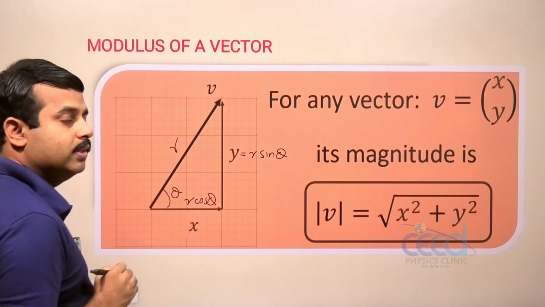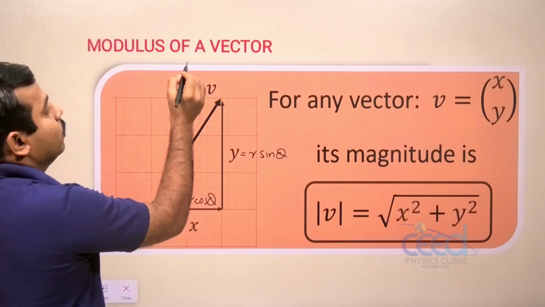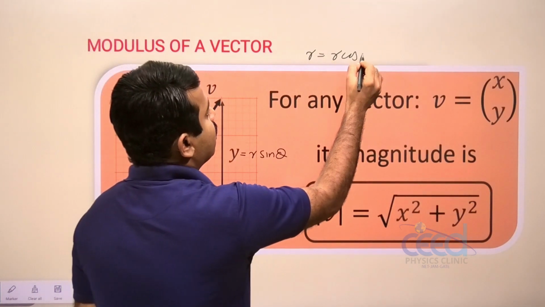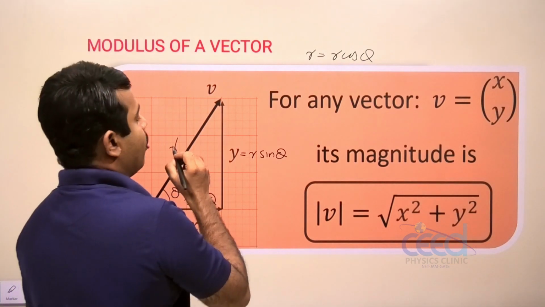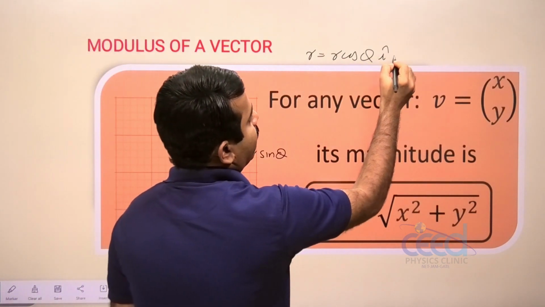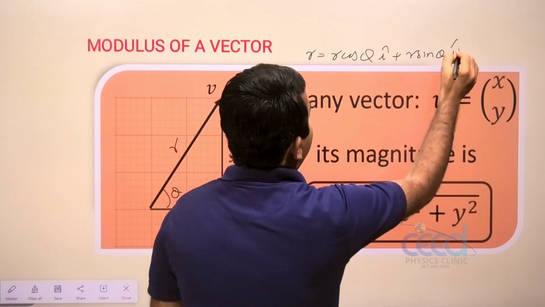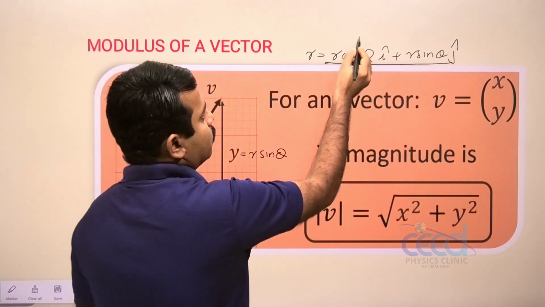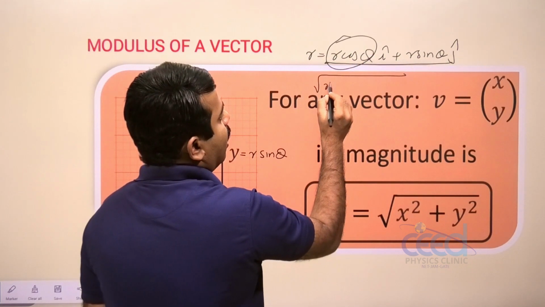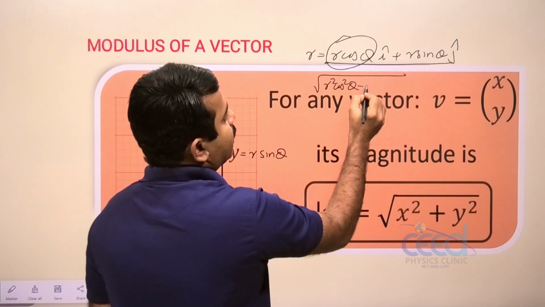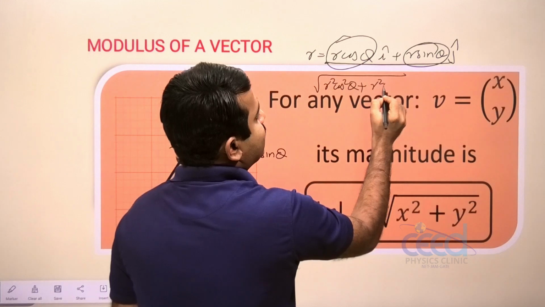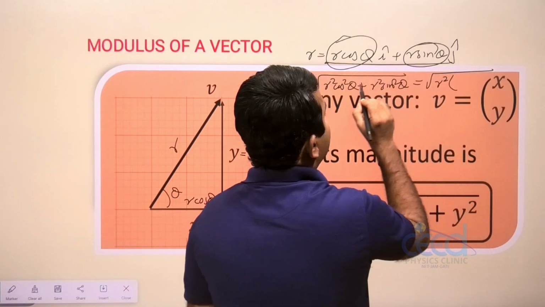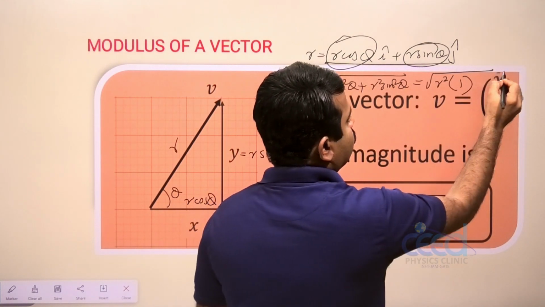Then how do we represent this r? This resultant we can represent as r cos theta i cap plus r sin theta j cap. Now let us find the magnitude of this. It is the square root of r square cos square theta plus r square sin square theta, which is equal to the square root of r square into (sin square theta plus cos square theta, which is 1). So you got the same r.